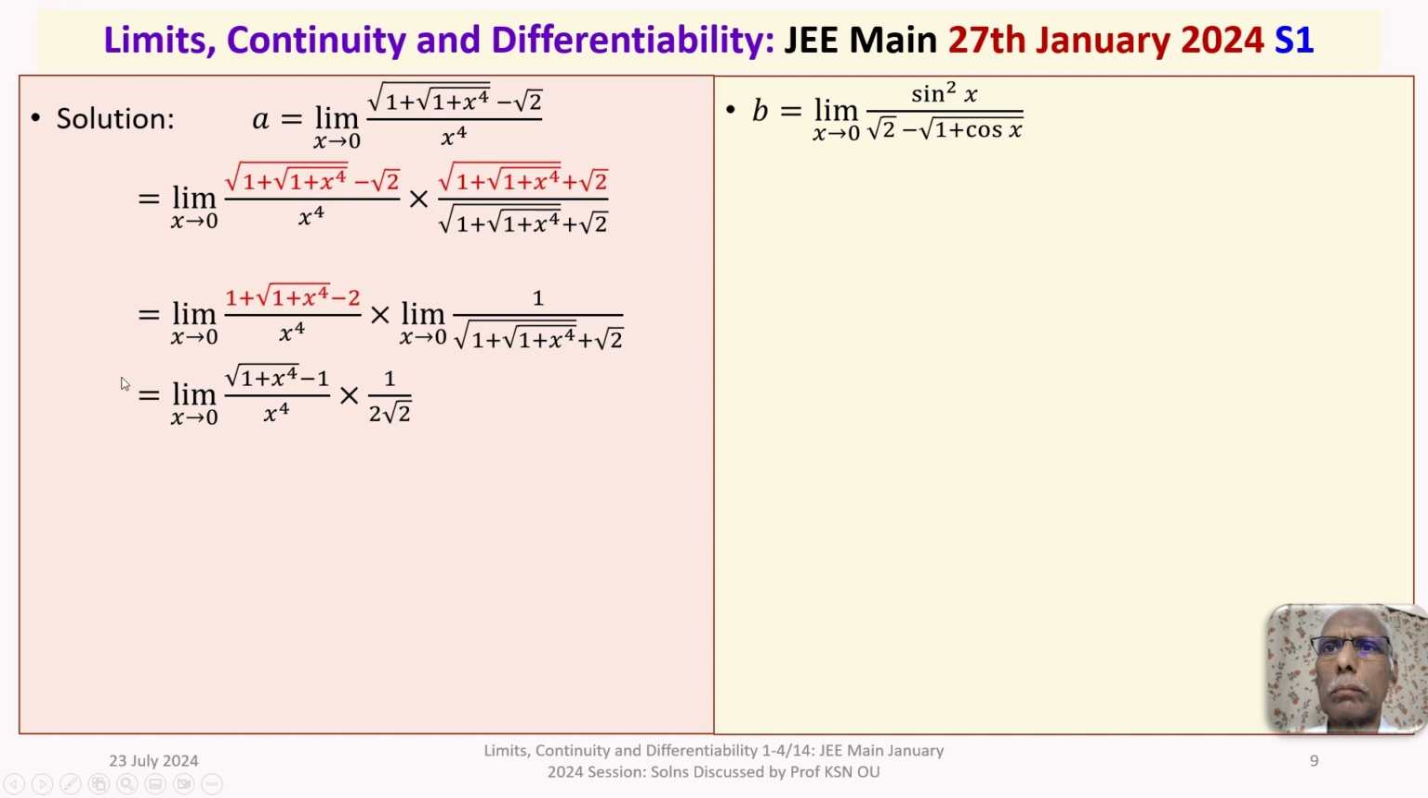So you take 1 by 2 root 2, limit x tends to 0, and again rationalize the numerator. So 1 by 2 root 2, limit x tends to 0, the function, and this is the rationalizing factor: under the square root of 1 plus x to the power of 4 plus 1, by under the square root of 1 plus x to the power of 4 plus 1. Now multiply the numerators. Then a square minus b square, a plus b into a minus b, a square minus b square, you will get 1 plus x to the power of 4 minus 1. And limit x tends to 0 of 1 by under the square root of 1 plus x to the power of 4 plus 1.